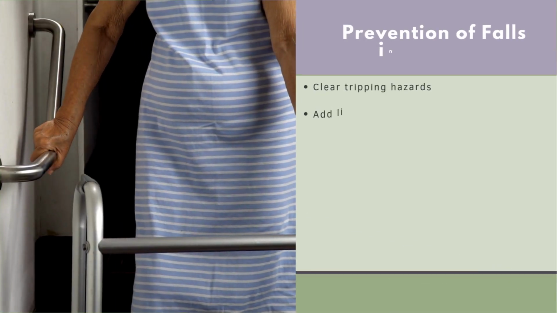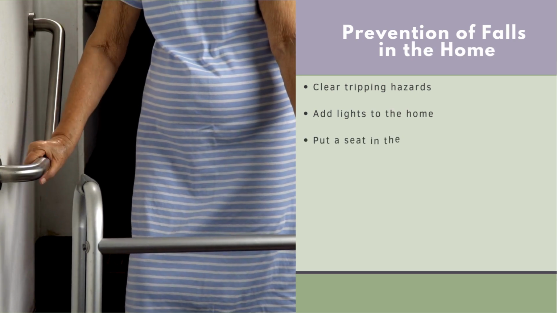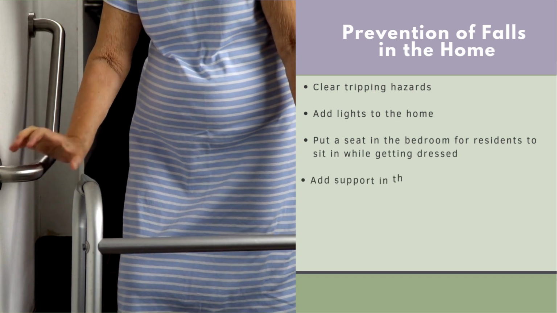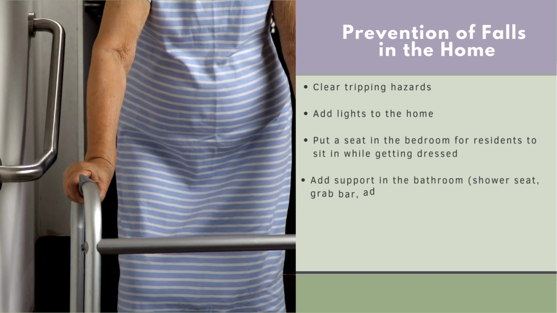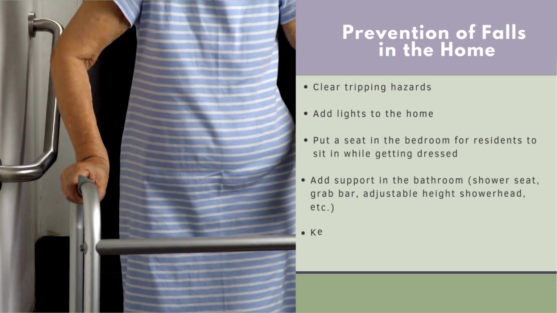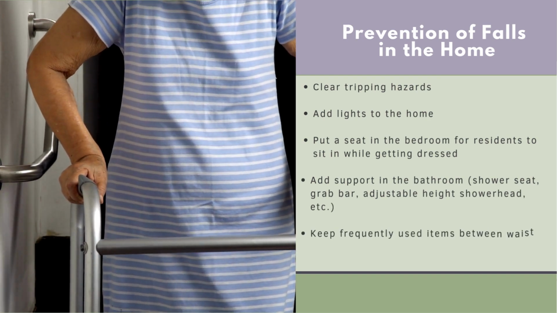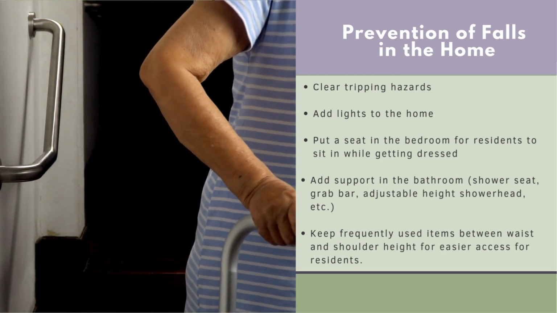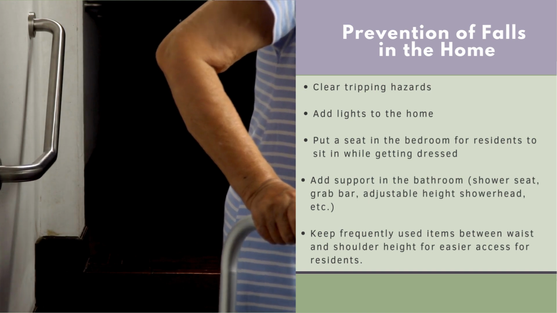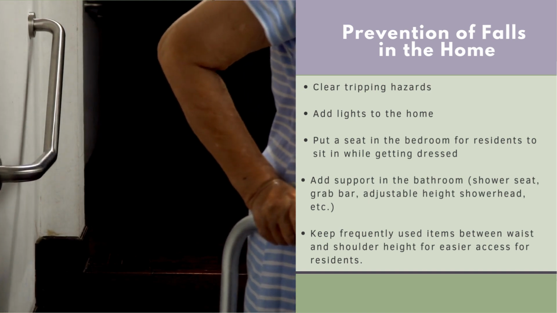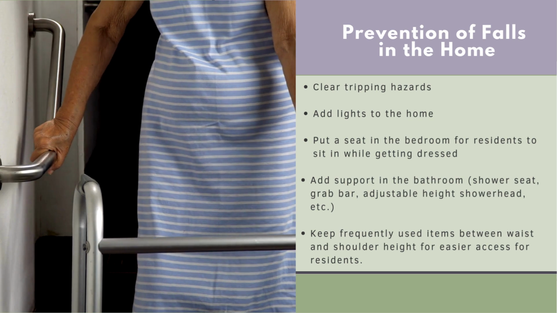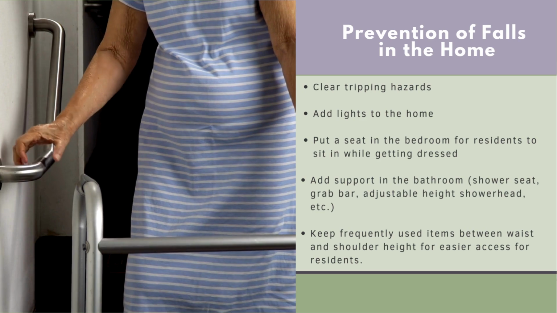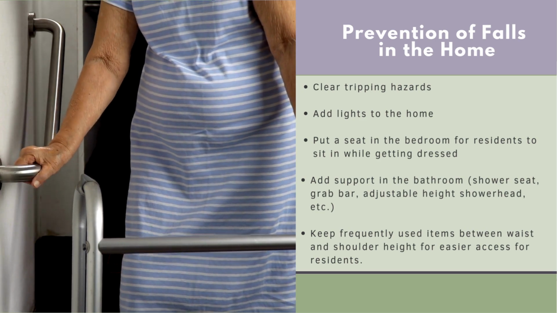Remove clutter and tripping hazards in the home. This includes removing boxes, newspapers, and electrical cords from walkways. Move coffee tables from high traffic areas and secure loose rugs. Clean up spilled liquids immediately. Add lights to the home. As residents get older, brighter lights are needed in order to see well. Put a seat in the bedroom for residents to sit in while getting dressed. Add support in the bathroom, like a shower seat, grab bar, and adjustable height shower head. Keep frequently used items between waist and shoulder height for easier access for residents.